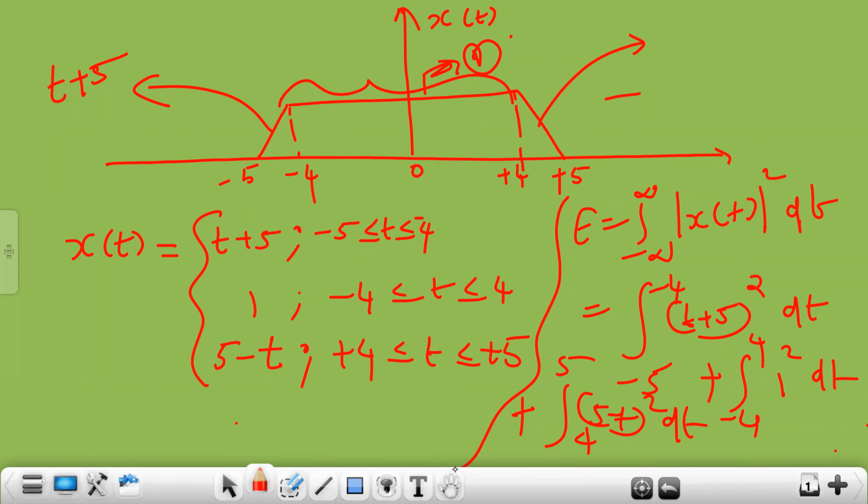So I got the answer 26 by 3 joule. Just check. Okay, so this may be homework for you. The answer should be 26 by 3 joule. You just check if you are getting this.